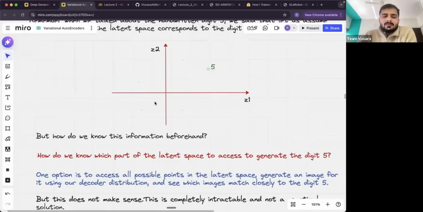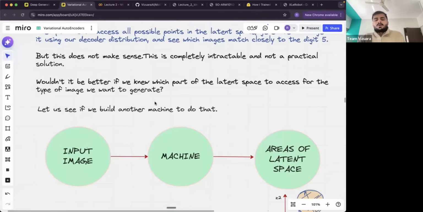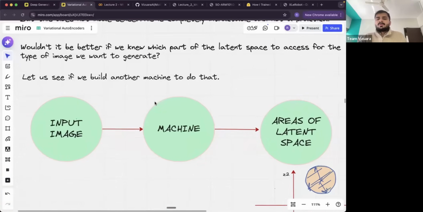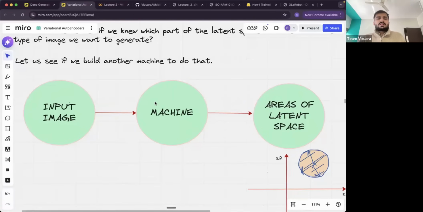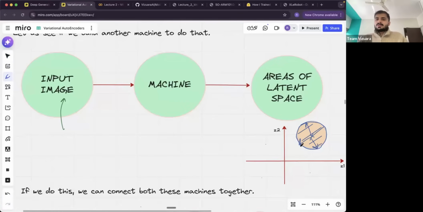Okay, so now we need to understand how this encoder actually works. Remember, what the encoder is doing is taking an input image and telling us which area of the latent space corresponds to that input image. So if we take, let's say, Rohan's handwriting, for example, which area of the latent space corresponds to Rohan's handwriting?